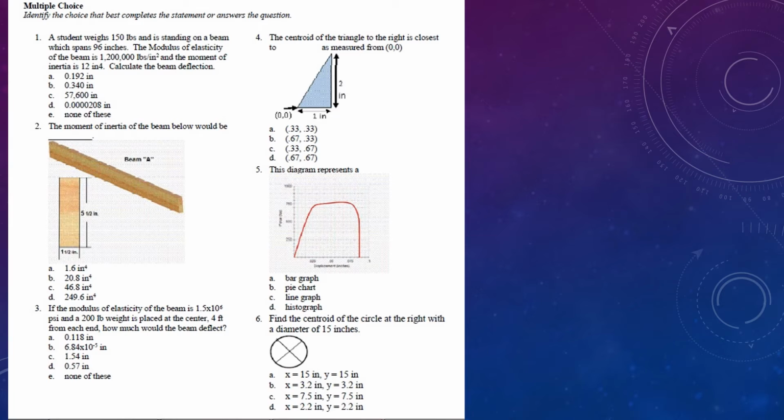We're talking about materials. This is where you're going to have to go back to your beam deflection, modulus of elasticity, moment of inertia, all of those equations. So you're going to have to pull those out and have those ready. So in number 1, a student weighs 150 pounds and is standing on a beam which spans 96 inches, and the modulus of elasticity is 1,200,000. The moment of inertia is 12 to the 4th.